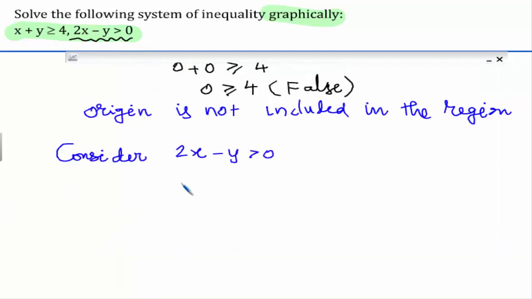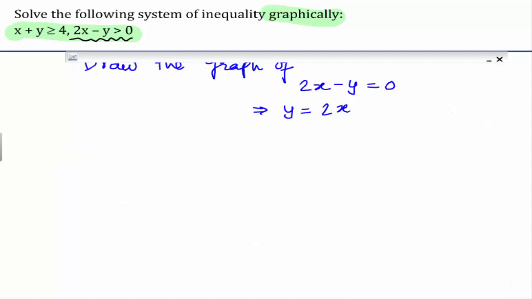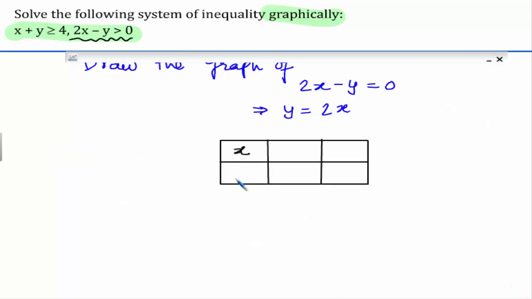The second inequality is 2x minus y greater than 0. So we need to draw the graph of 2x minus y is equal to 0. So that implies y is equal to 2x. Now let us prepare the table for this. Here let us select the values for x, and as usual we get the values for y. If I select x is equal to 0, then y will be 0. If I select x is equal to 1, then y will be 2.